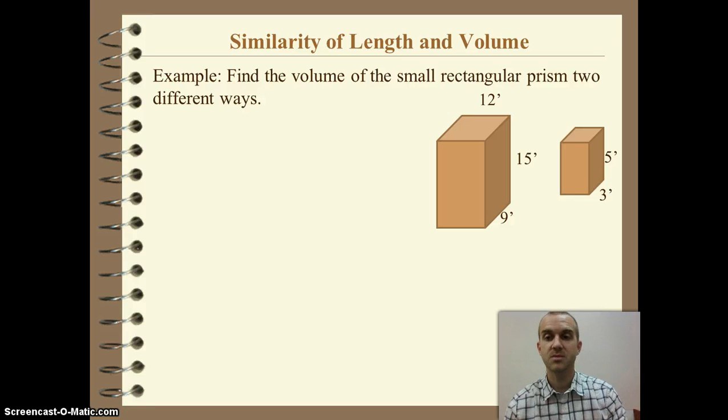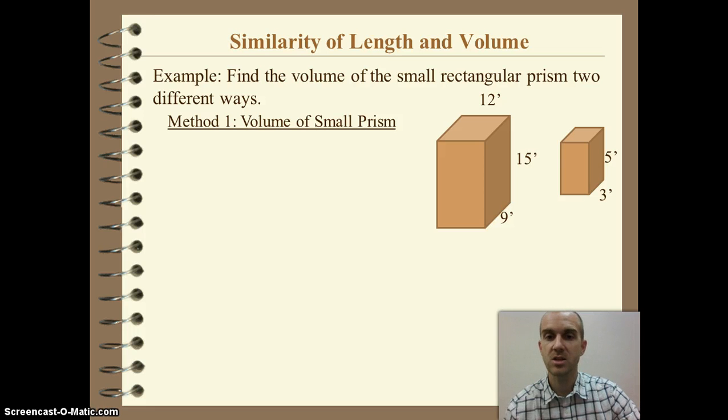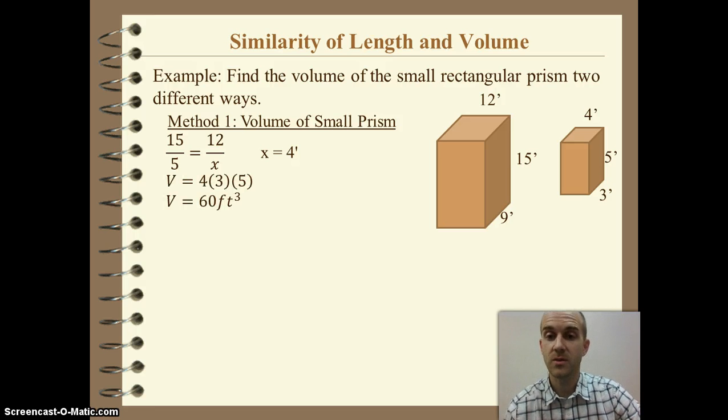Now say like the last problem, I have a missing side in this case on the small rectangular prism, and I want to find, well, what's the volume of it? Like the last time, I could do it two ways. I could just find the volume of the small prism using the scale factor. I could say 15 to 5 should equal 12 to this missing side, which would be 4 feet. So then to find the volume of the prism, I do length times width times height, and I get that it would be 60 cubic feet.